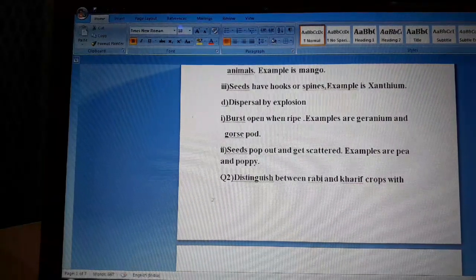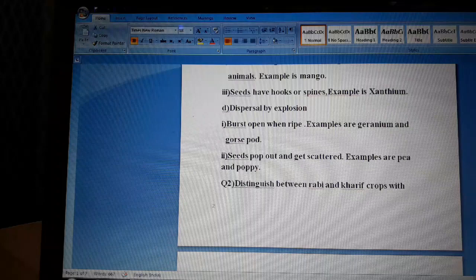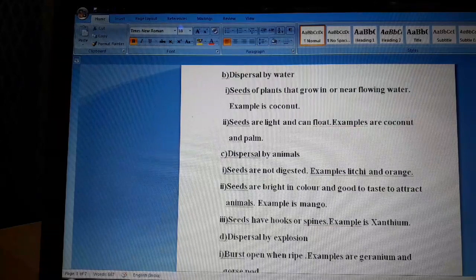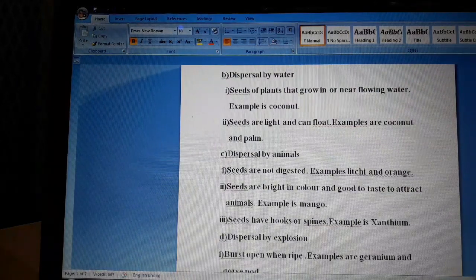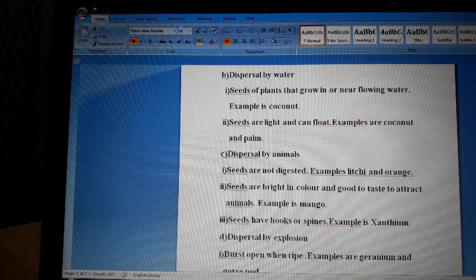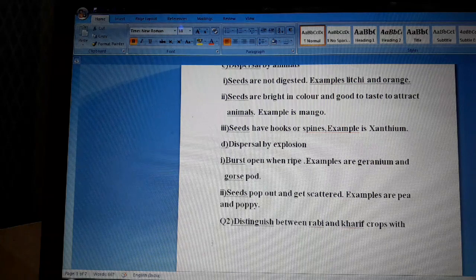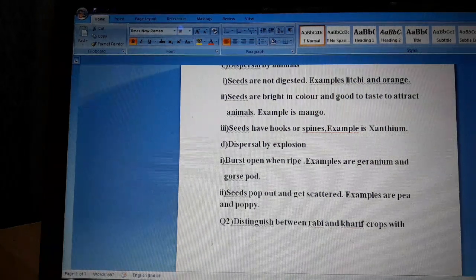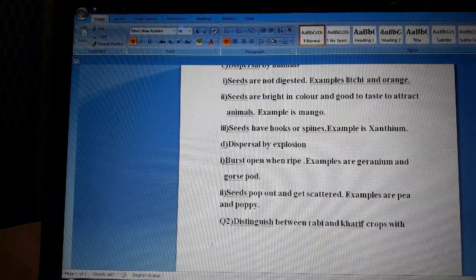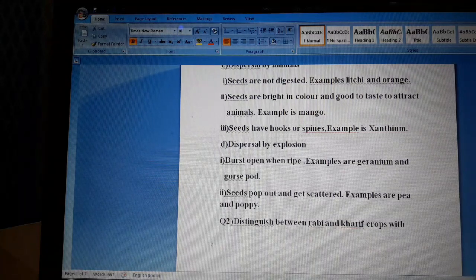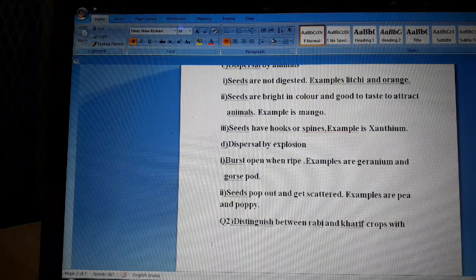Now I come to dispersal by animals. Seeds are not digested. Examples are lychee and orange. Seeds are bright in color and good to taste to attract animals. Example is mango. Seeds have hooks or spines. Example is xanthium. Dispersal by explosion. Burst open when ripe. Examples are geranium and gorse pod. Seeds pop out and get scattered. Examples are pea and poppy.